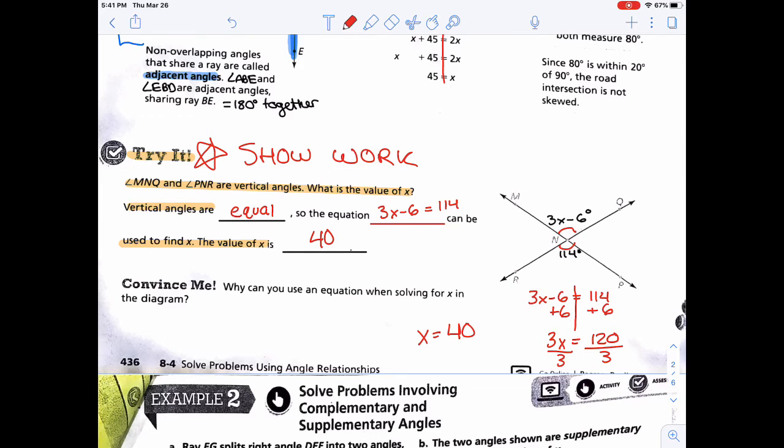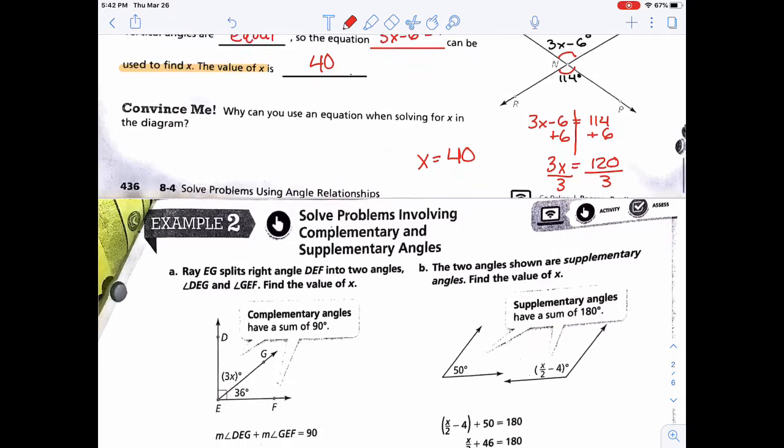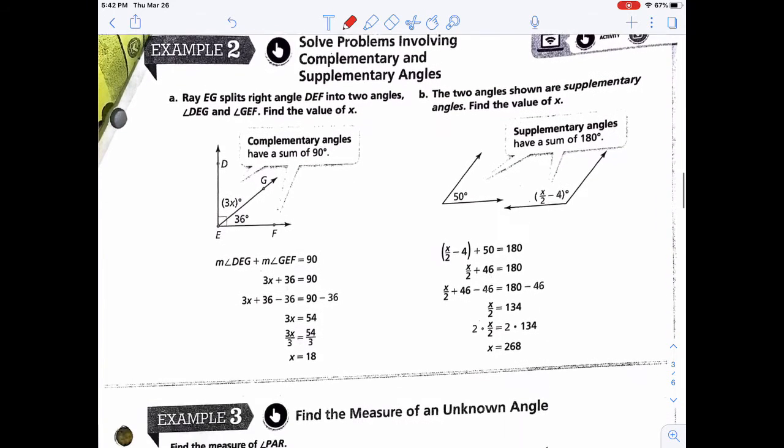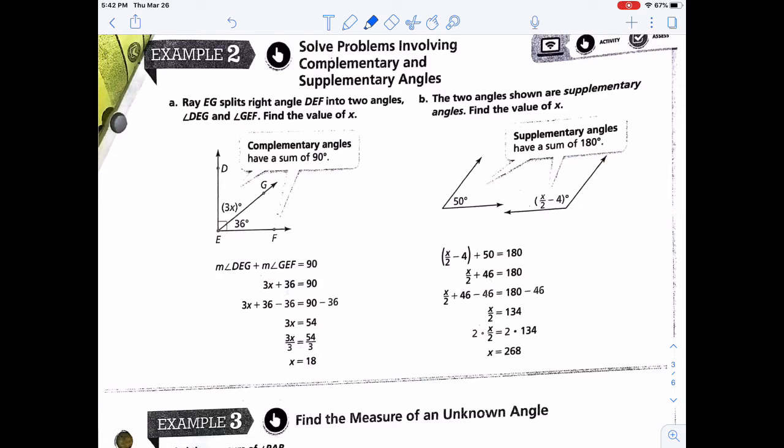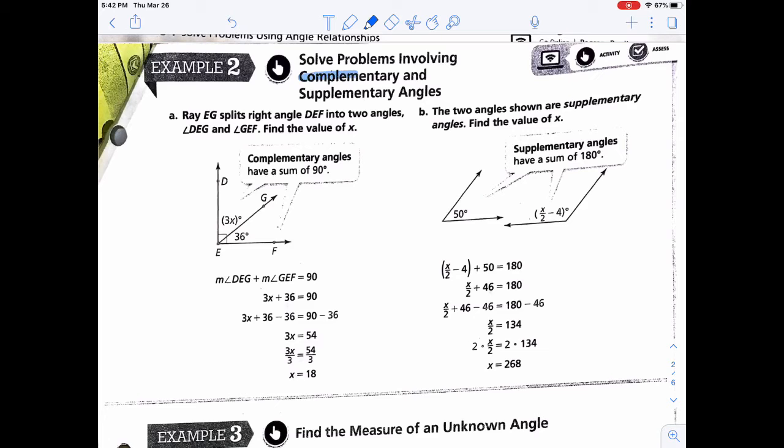Okay, last few examples here. So we have ray EG splits right angle DEF into two angles. And we're going to be talking about complementary and supplementary angles. So complementary angles are just any angles that add up to be 90 degrees. And it's always going to be in this L shape. That's what 90 degrees looks like. And this little square right here, that's an indicator that you have 90 degrees.